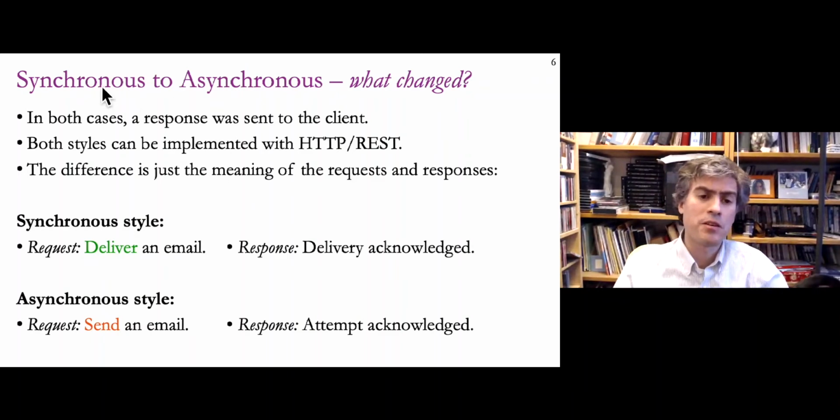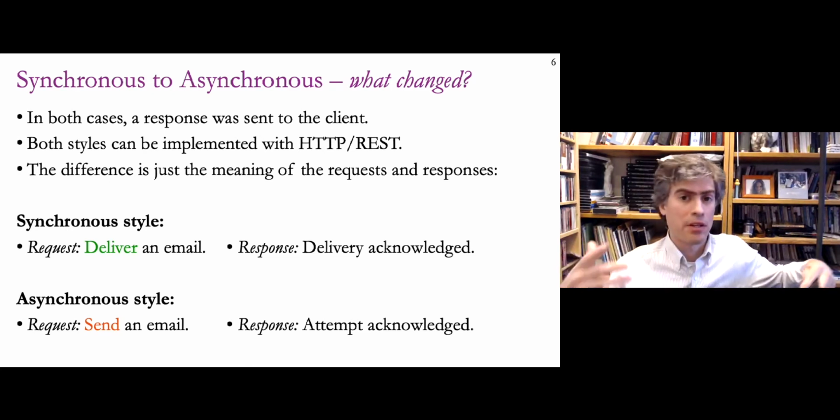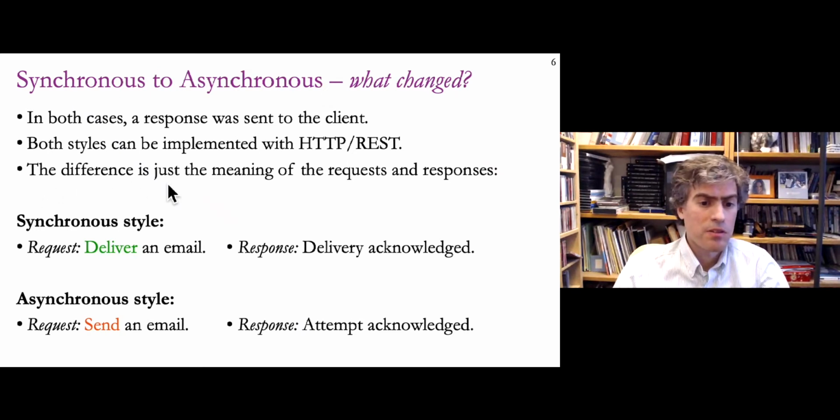There's a bit of a trade-off there. When we moved from a synchronous request to an asynchronous request, there are a few things that changed. Ideally, the same work is going to happen. Like the message is still going to be delivered. We actually still can use a REST API to implement an asynchronous API. But the difference is in the meaning of the requests and of the responses.